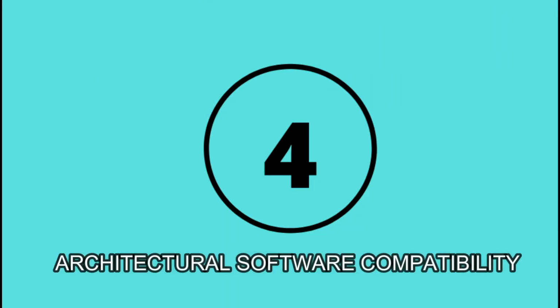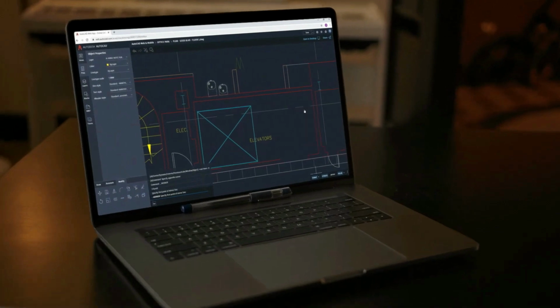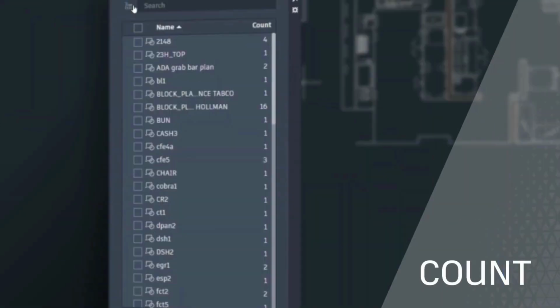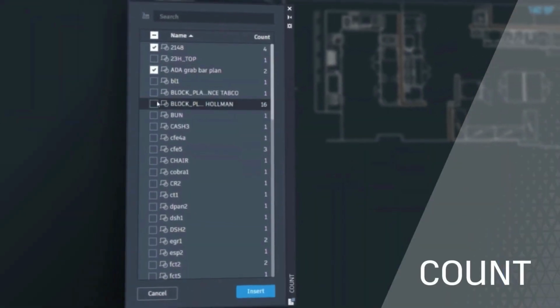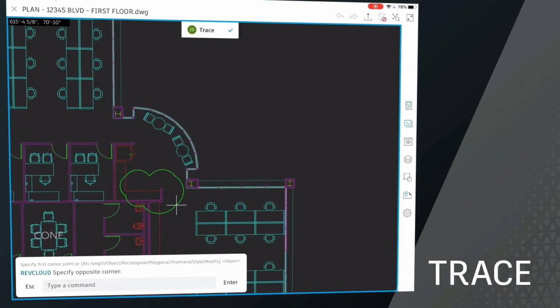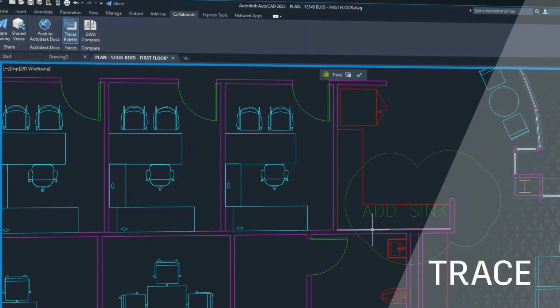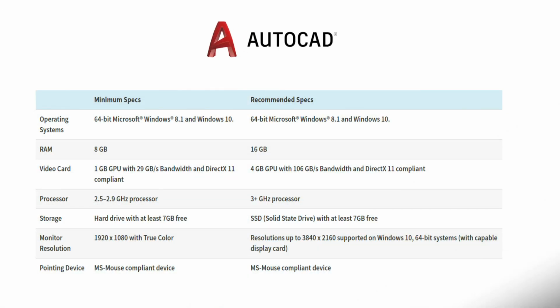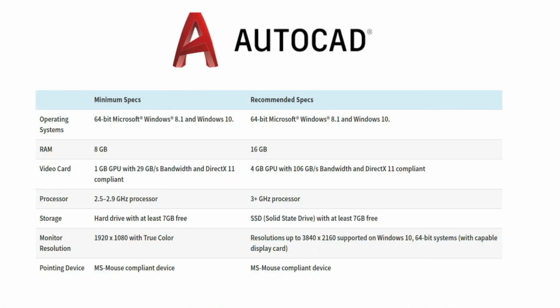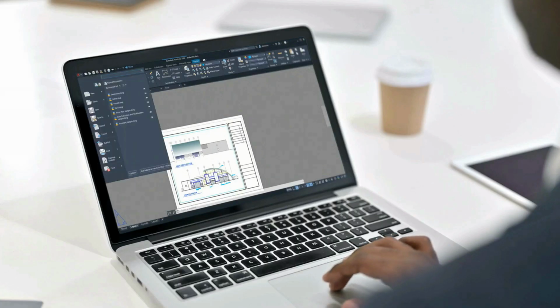Number 4. Architectural softwares. We architects always like to use AutoCAD for drafting. For AutoCAD, the video card is what handles displaying the 2D and 3D models on the screen. Only 3D models require anything more than a basic GPU. So put the money towards a faster CPU, SSD, more RAM and the recommended GPU.